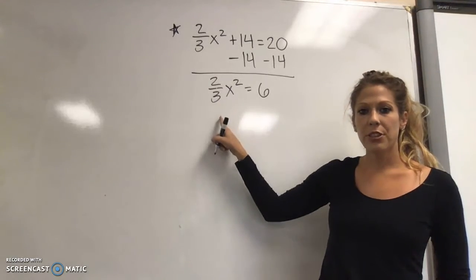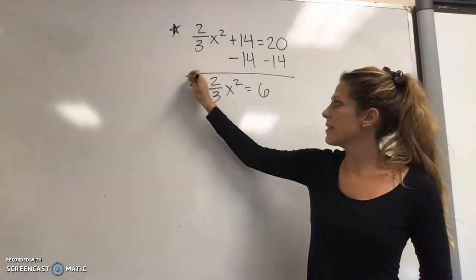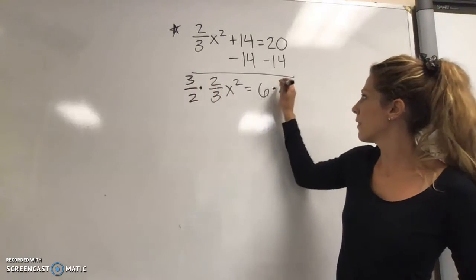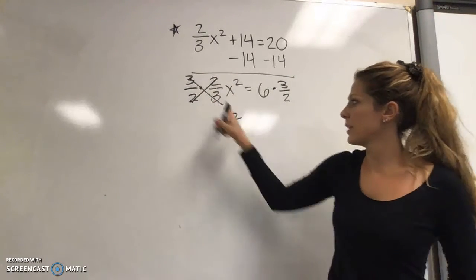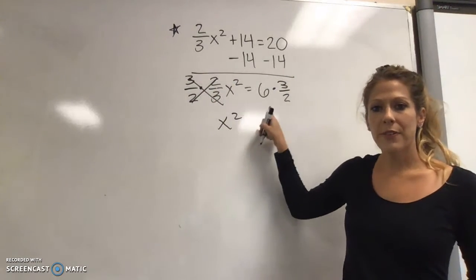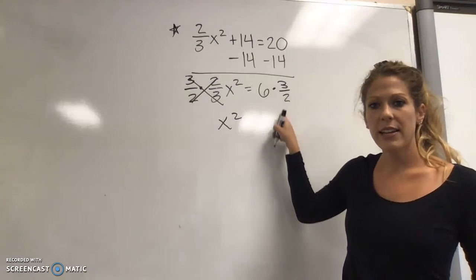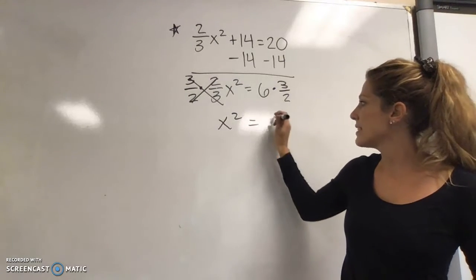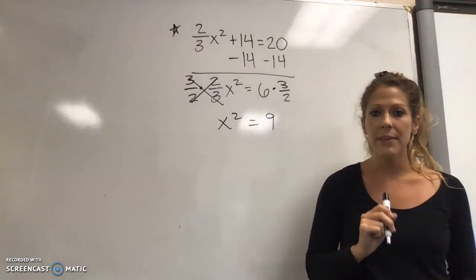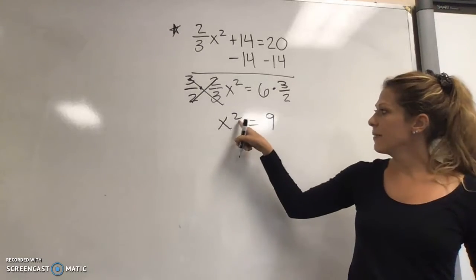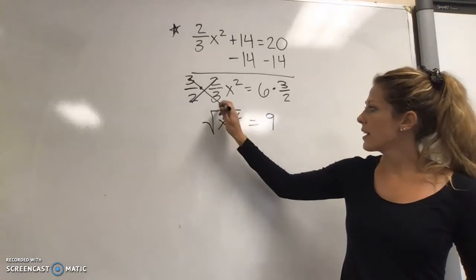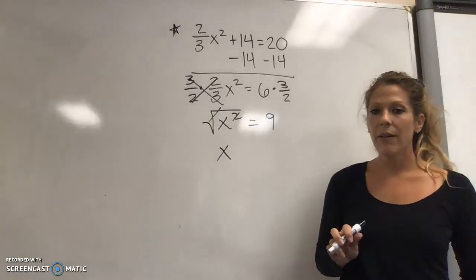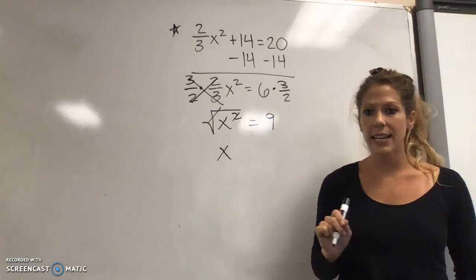To get rid of 2/3, we multiply by the reciprocal. So these cancel and we're left with x squared. Over here we have 6 times 3 divided by 2. That's 9. 18 over 2 is 9. And then to get rid of the squared, we need to take the square root, because the squared and the square root will cancel each other out, so that x is now isolated.